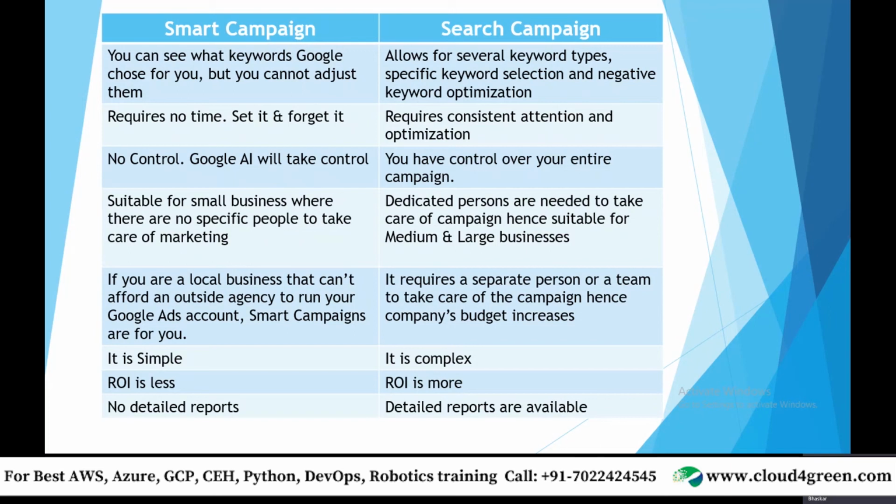Within 15 to 20 minutes, you can start your campaign. But a search campaign, in other words, is complex. It requires more of your time and optimization. Here, for smart campaign, ROI is less, and in search campaign ROI is more.